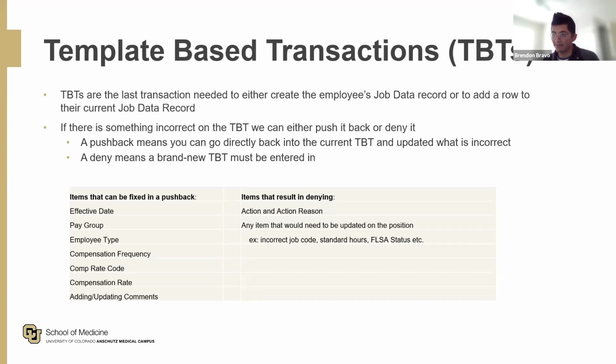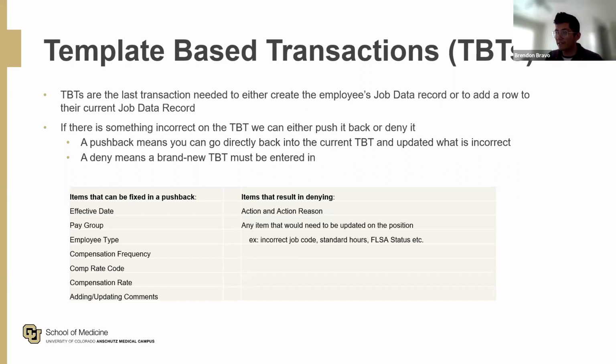So there's certain items that we can push back to you, and there's certain items that result in denying it. If we're pushing it back, it means that the effective date is incorrect, or the pay group is incorrect. We have employee type, comp frequency, comp rate code, comp rate, or adding or updating comments. Usually when we push it back, we try to be as detailed as possible to make it easier to fix what is incorrect. And then you can go back into that template, fix it, and send it back to us.